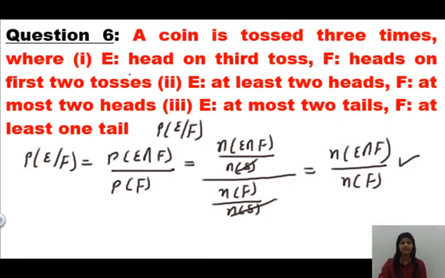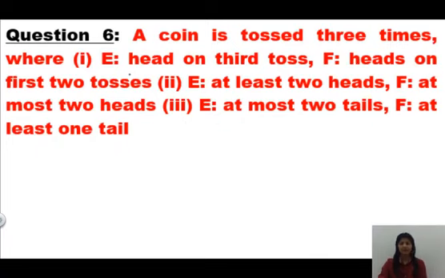So let us start with the first part of question number 6. Remember the formula: P of E by F is calculated as the number of elements in E intersection F divided by the number of elements in F. Now let's see how events E and F are defined. Before that, what is given to us? A coin is tossed 3 times. When we toss a coin 3 times, the sample space will have 8 outcomes, 2 to the power 3.